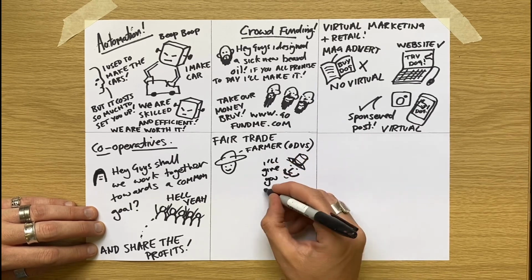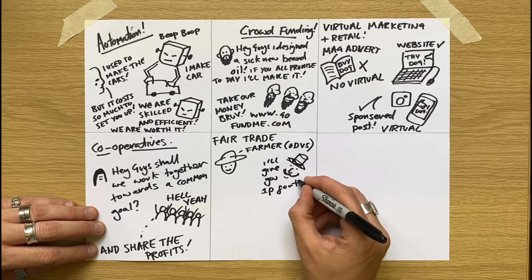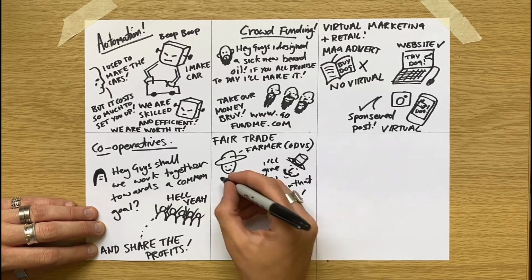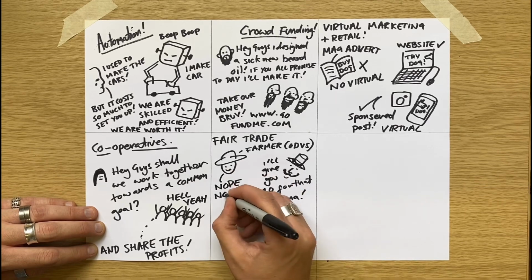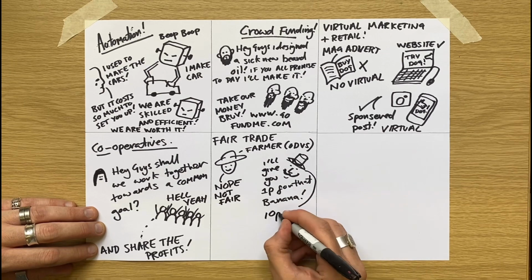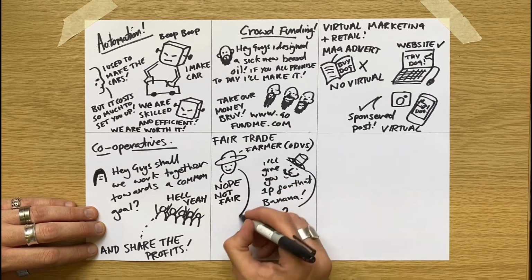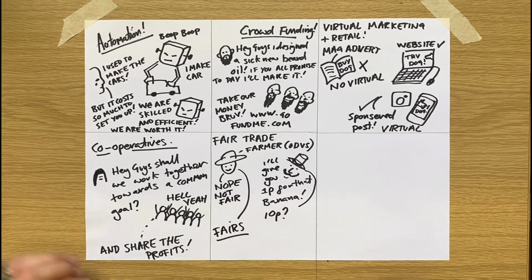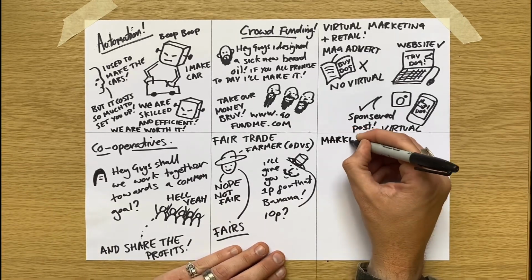So here we have, of course, a farmer and then an evil businessman saying, I'll give you 1p for that banana. This is referring to fair trade. The farmer says, no way, that is not fair. So then the businessman comes back and says, 10p? And the farmer says, fairs. Fair trade. The sale is fairer than it was before.